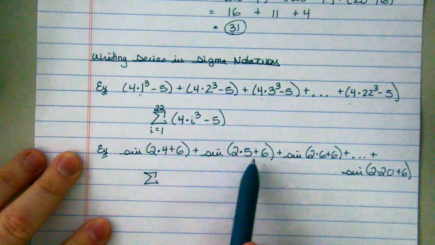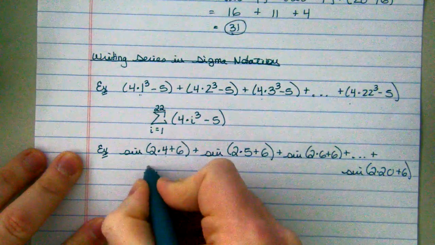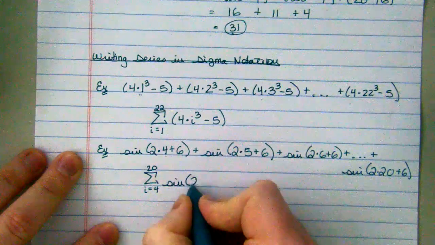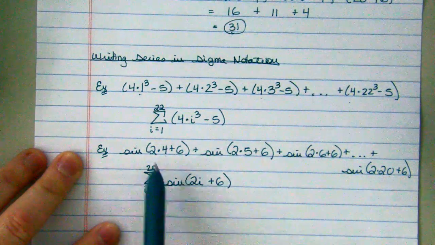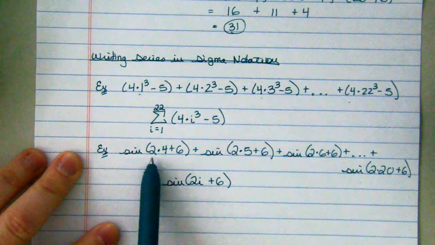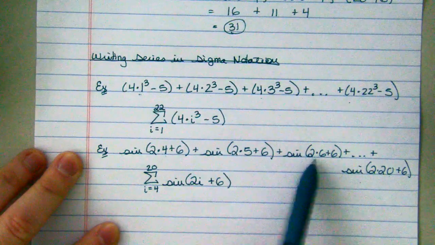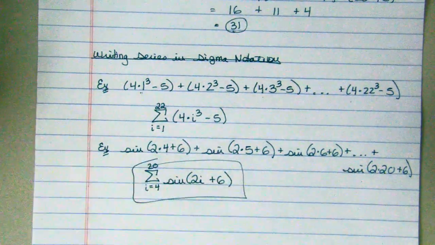Let's see, plug in 4, 5, 6, up to 20. I'm going to make my variable i go from 4 to 20. This is going to be the sine of 2i plus 6, because every term has a sine in it. Every term has a 2 times in it. Every term has that number that's changing, 4, 5, 6, and so on. And every term has a plus 6 in there. That should be your final answer for this problem.